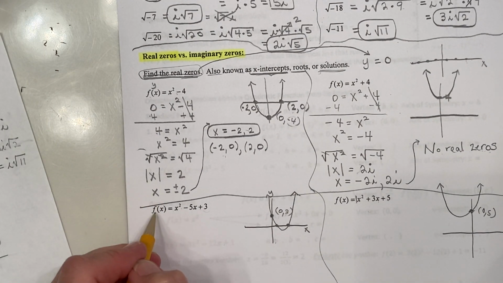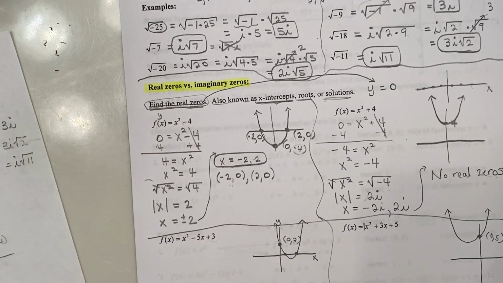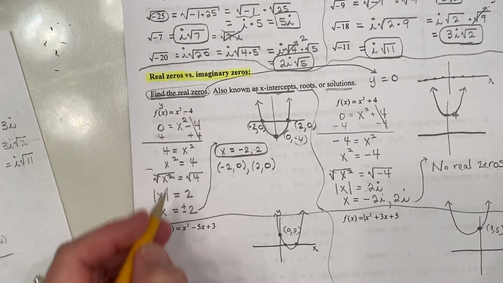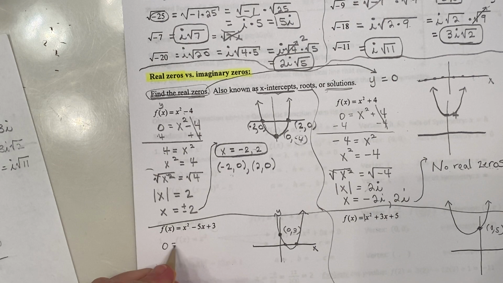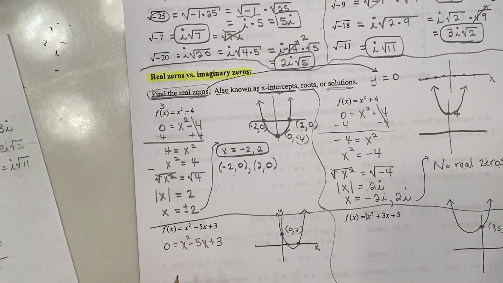All right, so let's go back to this function. Now our objective, again, is to find the real zeros. What does that mean? That means y equals 0. So how do I solve this quadratic equation? Well, the different strategies we learned were factoring, square root property, and quadratic formula.